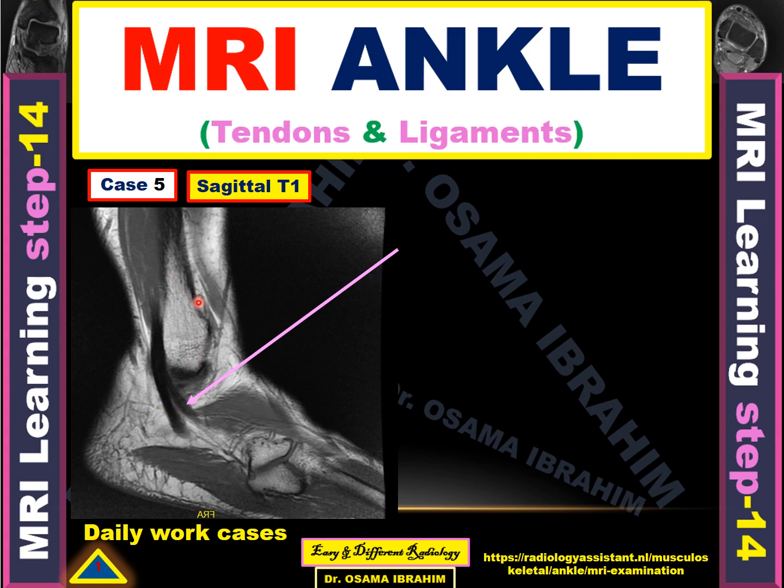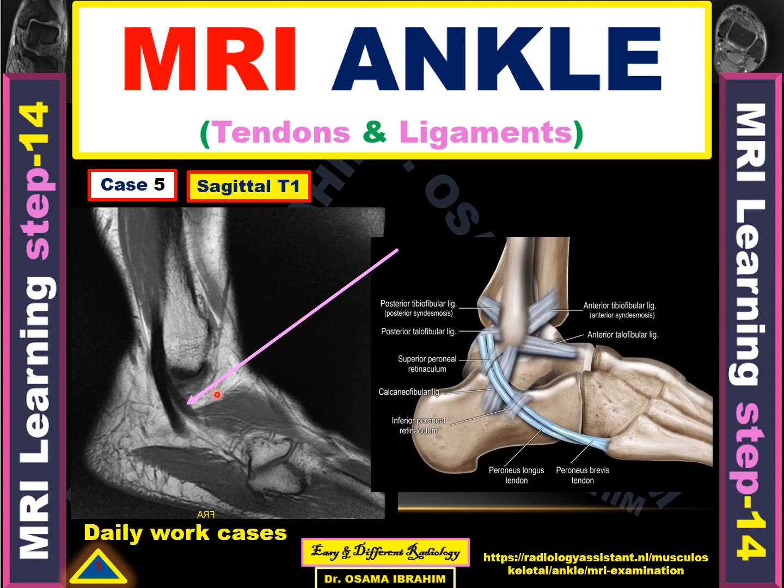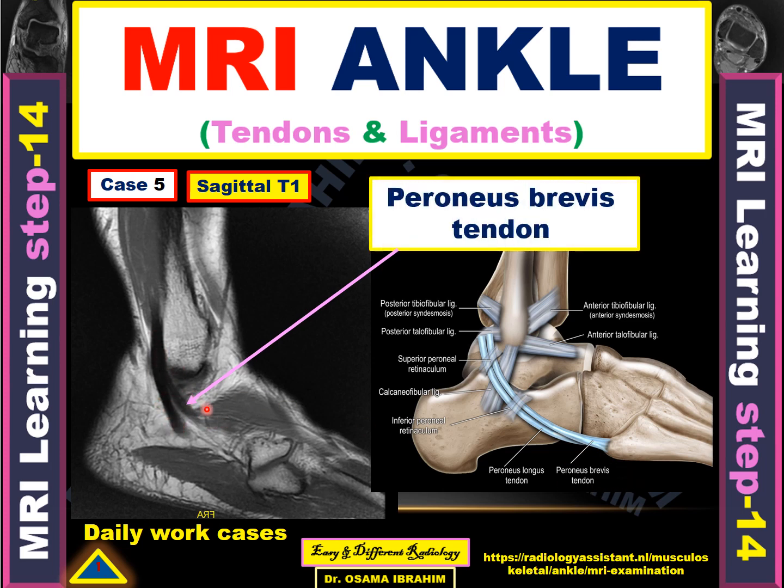As you see here, this part is the fibula, and this arrow represents one tendon at the lateral aspect, or lateral compartment, of the ankle region. Like this diagram, there are two tendons at the lateral compartment of the ankle related to the fibula and passing posterior to the lateral malleolus. These two tendons are the peroneus longus and the peroneus brevis.